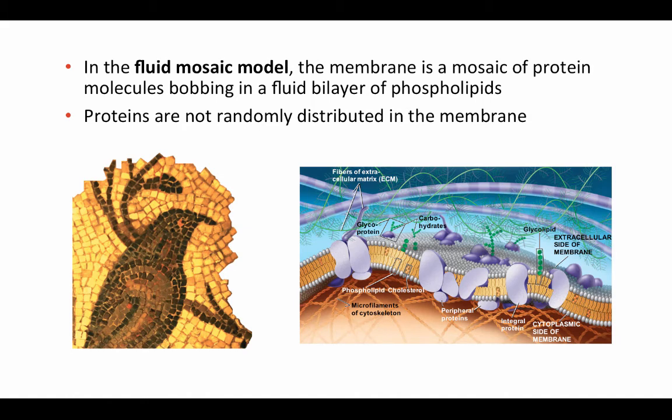So it's a mosaic, but the proteins are not randomly distributed in the membrane. So just as if we think of a tile mosaic, these tiles are not randomly distributed. They are very carefully placed according to the image that the mosaic artist wanted to convey. Similarly, these proteins are distributed in the cell according to whatever function they need to carry out, being in the right place at the right time to perform its function.